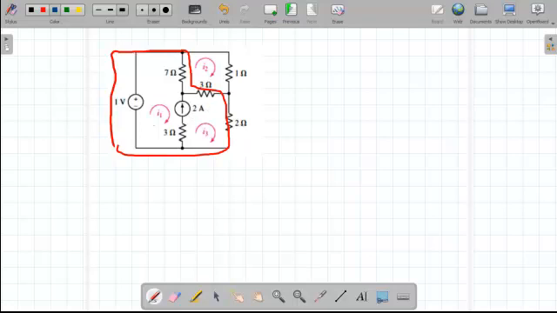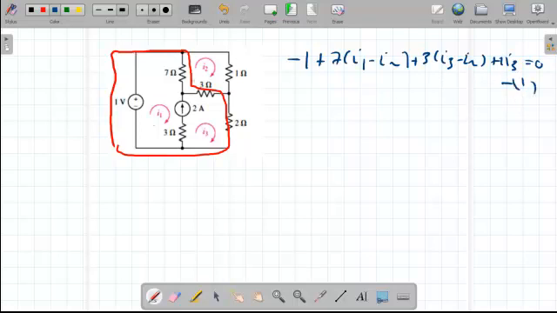So we can say that starting from this point, -1 plus 7 times I1 minus I2 plus 3 times I3 minus I2, because now we are in mesh 3, plus 2 I3 equals 0. This is my first equation.